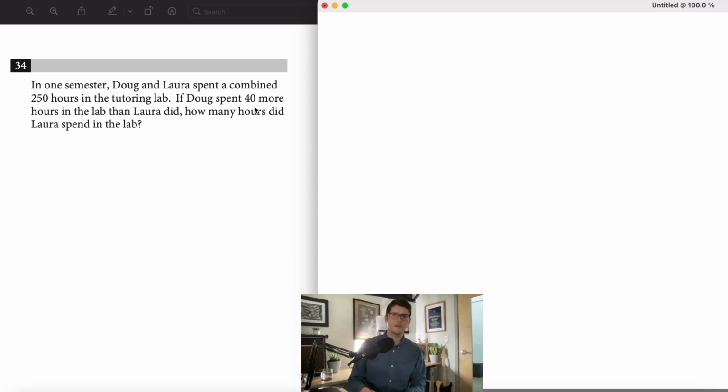Okay, folks, let's look at number 34. So, here's a question where we don't have multiple choice answers, and yet this strategy is still going to be effective. It's still going to be useful. So Doug spends 40 more hours in the lab than Laura did. How many hours does Laura spend in the lab? Start with just writing Laura is less than half, less than 125. Because if she spent 125, then they would have equal amounts. So try some number smaller than that.